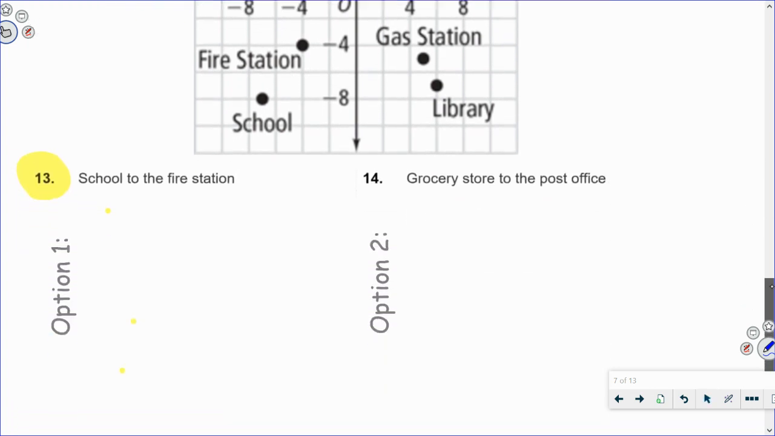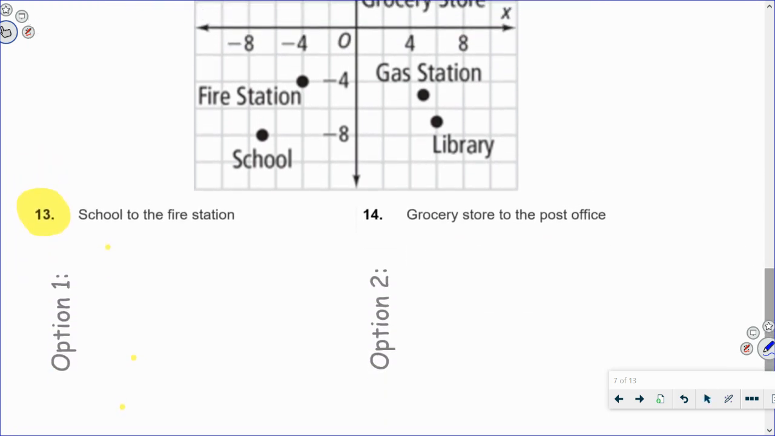Let's go ahead and do number 13. We're going to find the distance from the school to the fire station. Now, I notice that the school is right there, and the fire station. I'm going to get my ruler out, or my ID, any kind of straight edge, and draw that. And I'm going to now draw a right triangle. Shucks, sorry about that. There it is.